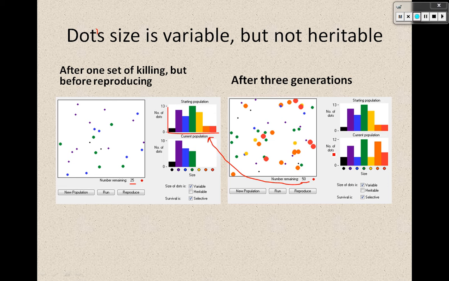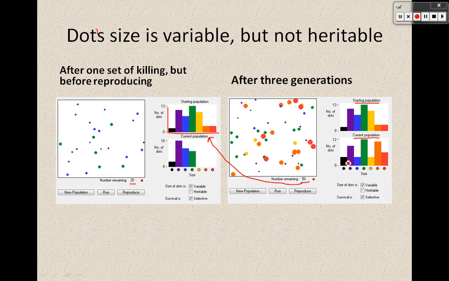If we compare these two charts, the starting population of 50 and the current population of 50, you'll see that there have been changes. There's less yellow. The blue and yellow populations have gone down. The orange and red have gone up. The green and purple have stayed about the same. Black's gone up a little, but there's no trend. There's nothing you can predict.